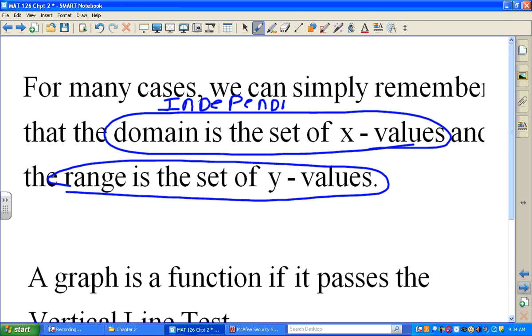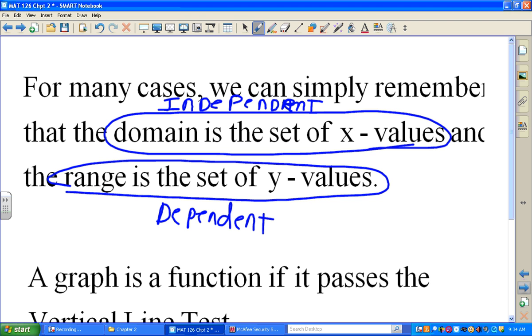Independent. Oh, is that how you spell it? Independent? No, it's an E? 3 E's in a row? Wow. This is dependent. Again with the 3 E's? I think there's an A in there somewhere. No A's? Okay. Independent and dependent. X, Y. Domain, range.